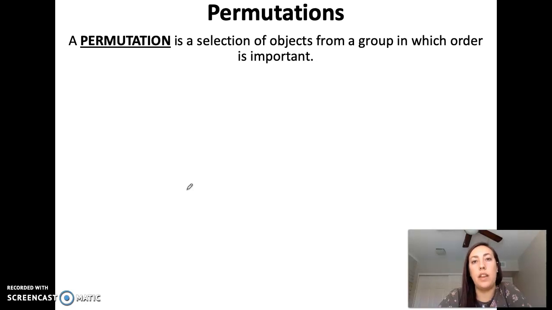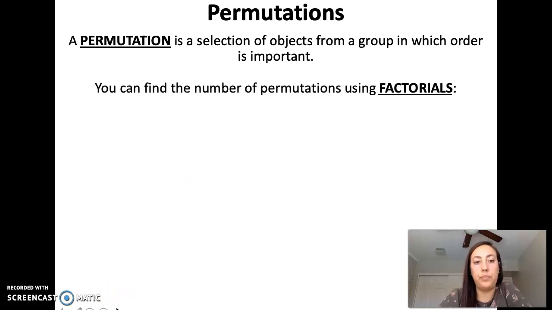This is different than what we'll do next week, which is called a combination, because in combinations, the order is not important. So permutation, order matters. So we can find the number of permutations using what we call factorials.